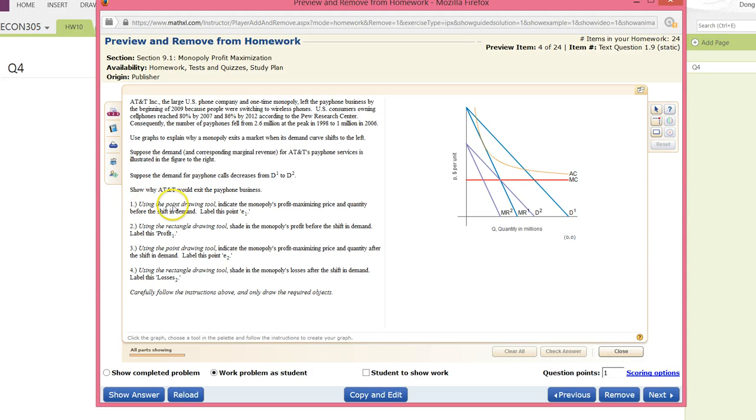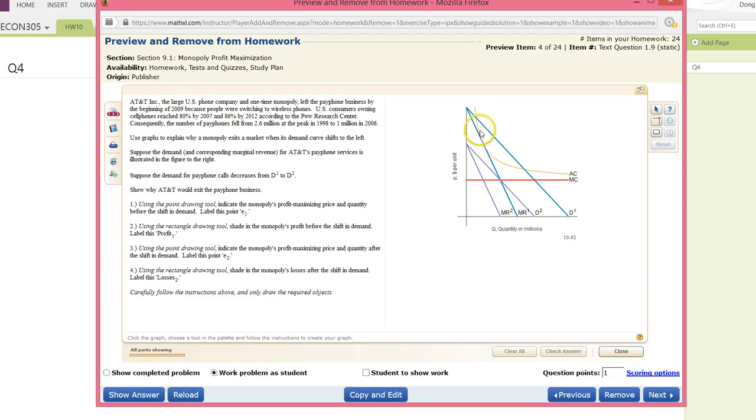So number one, using the point drawing tool, indicate the monopoly's profit maximizing price and quantity before the shift in demand. Label this point E1. We know that for any firm, not only for the monopoly but also for competitive firms and for oligopoly, which we will study in later chapters, what must be true is that marginal revenue has to be equal to marginal cost. That's the maximization equation for any firm.